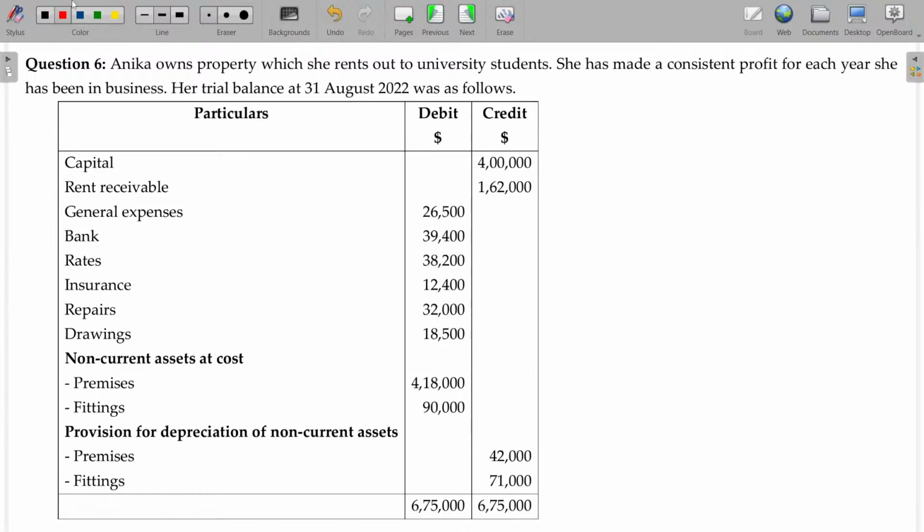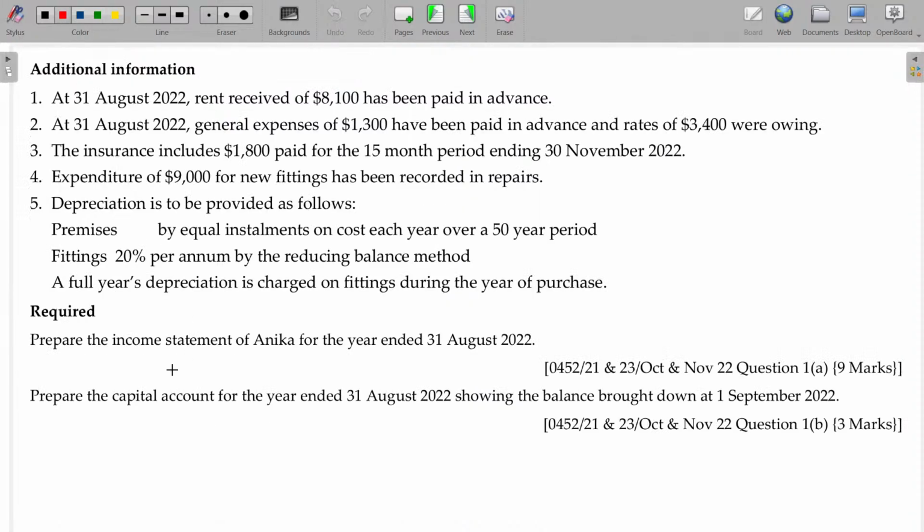Question number 6. Anika owns property which she rents out to university students. She has made consistent profit for each year she has been in business. See, in case of rental business, there will not be purchases, only income. So you don't need to calculate, whatever the rental income, there is a gross profit. From there you can subtract the profit and loss expenses, only profit and loss sections required. Additional information given, prepare income statement of Anika and the capital account. Capital account I may work out here itself.